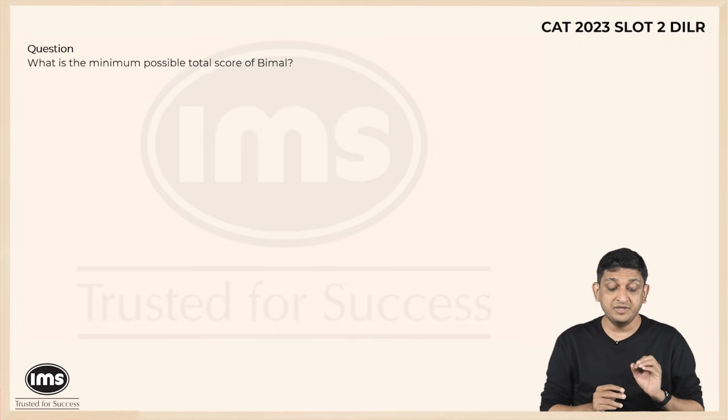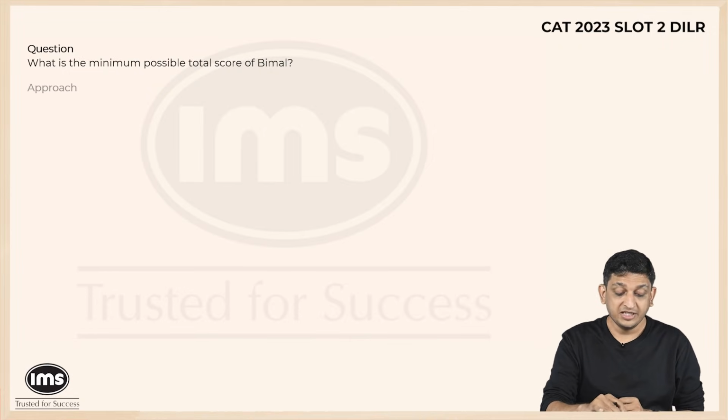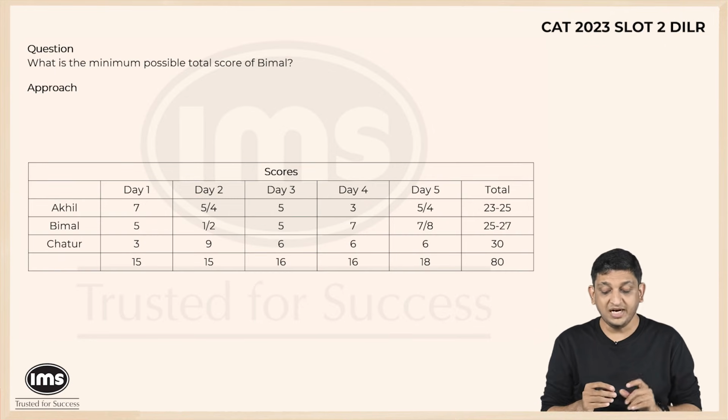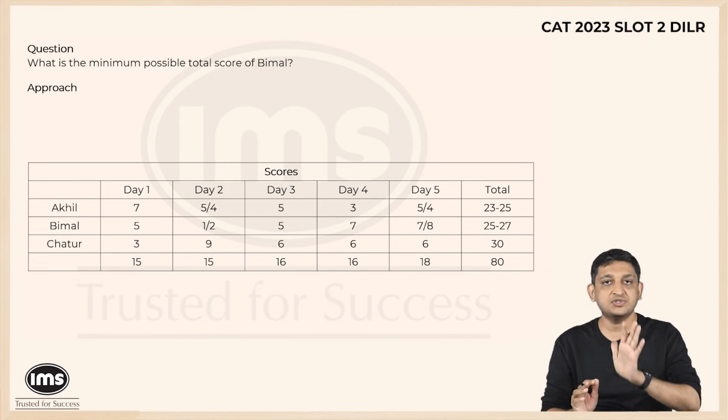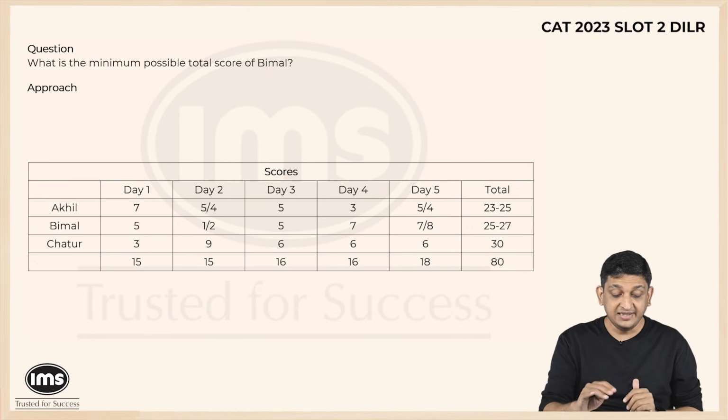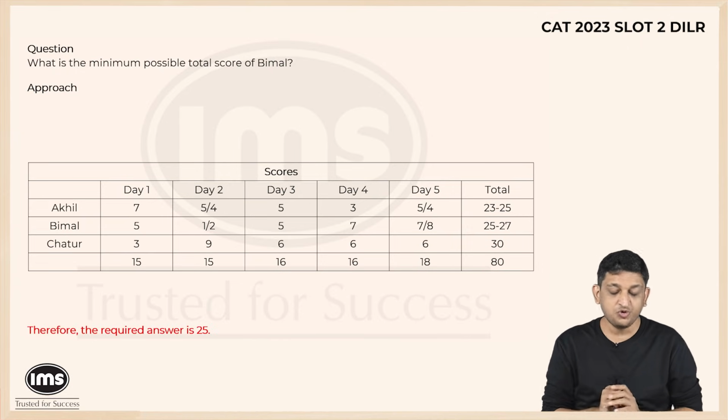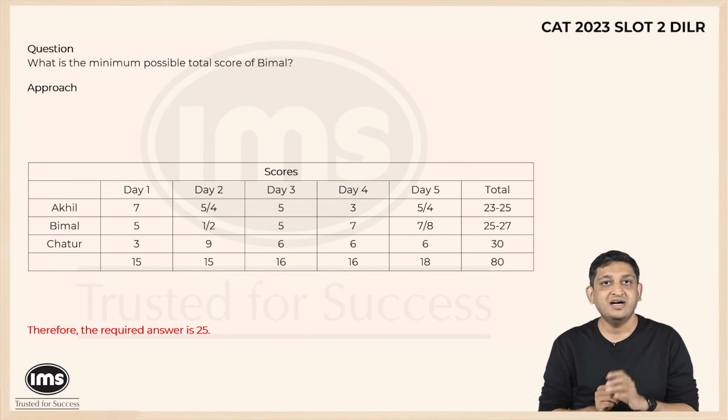Here we are supposed to find the minimum possible total score of Bimal. Now from the table that we had drawn, we knew that Bimal's score would lie between 25 to 27. So 25, 26 or 27 were all possible, and that is why we can say that the minimum possible score of Bimal will be 25, and hence the correct answer is 25.